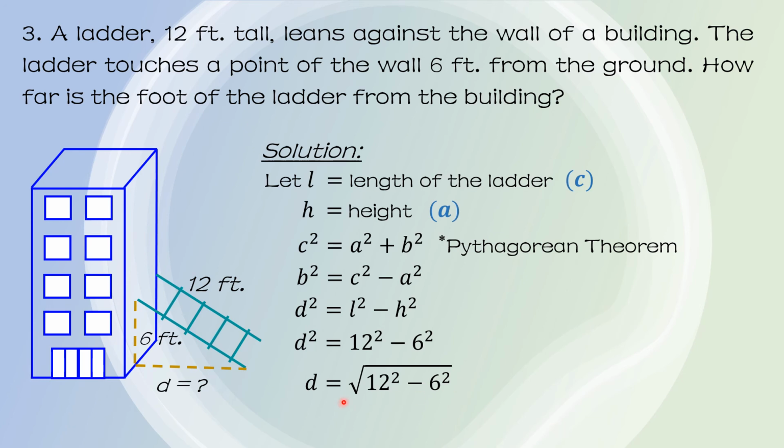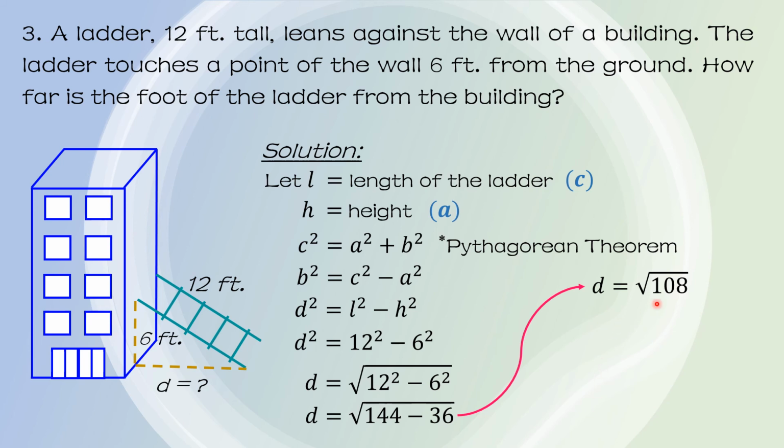Okay, next is to simplify yung nasa loob na ng radical sign. So, ito ay magiging d equals square root of 144 minus 36. Because 12 squared is 12 times 12, which is 144. 6 squared is 6 times 6, which is equal to 36. And then, isubtract na natin, that is 108.